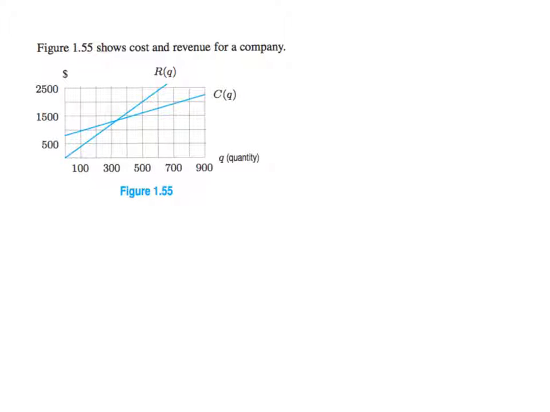The figure shows cost and revenue for a company. So if we consider the two functions, revenue is labeled, but notice that revenue is zero when zero items are sold. This is usually going to be the case in real life.